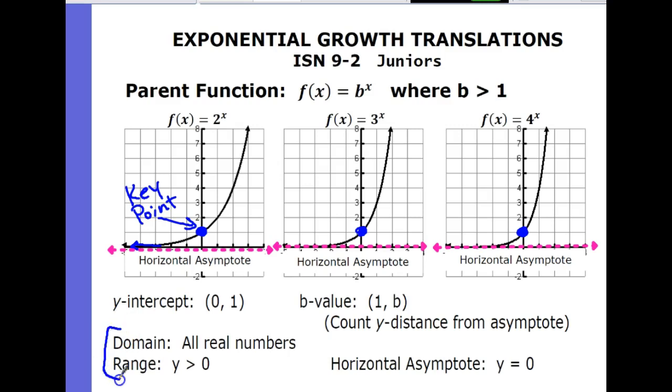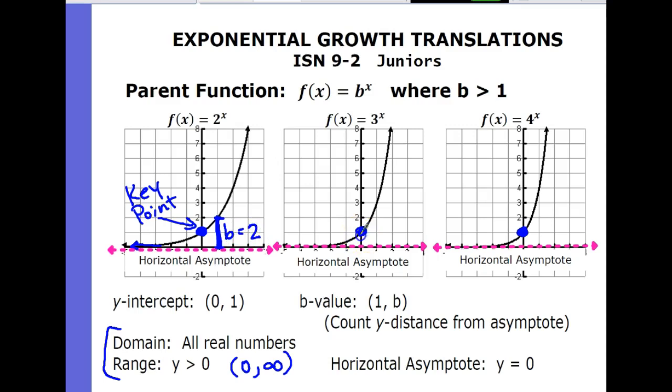The domain is all real numbers on all of these. The range is y is greater than 0. In interval notation, that's how you would write y greater than 0 in interval notation. Now, the trickiest part of this is figuring out what the b is in each problem. To find out the B, put your pencil on your key point, go 1 to the right. This distance from the asymptote is how you figure out what the B is equal to.